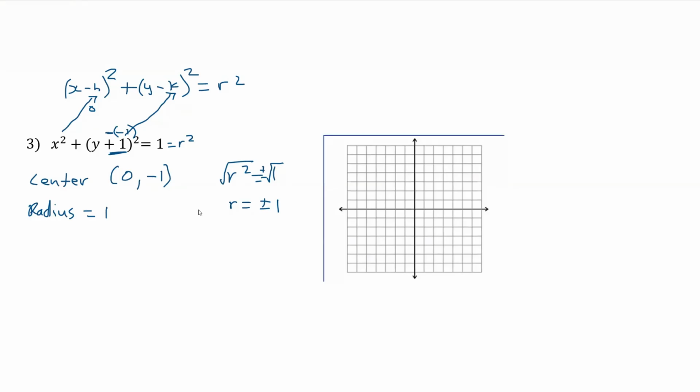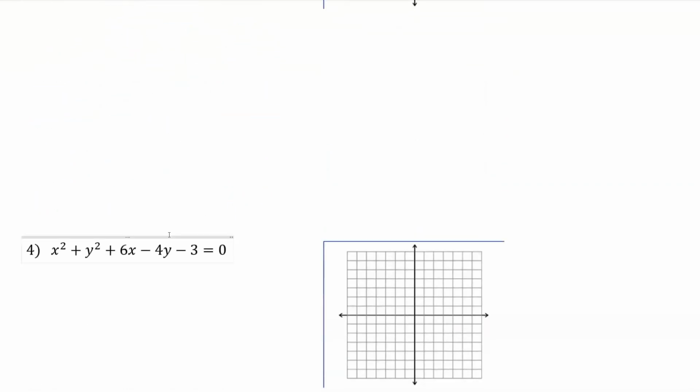All right, so the radius is equal to 1. Same thing, we're just going to plot the center and move over 1 unit, up, down, left, and right. So plot the center, 0, -1, that's here. We're moving 1 unit away, to the left, to the right, up, and down, and that would be your circle. Of course, x and y.